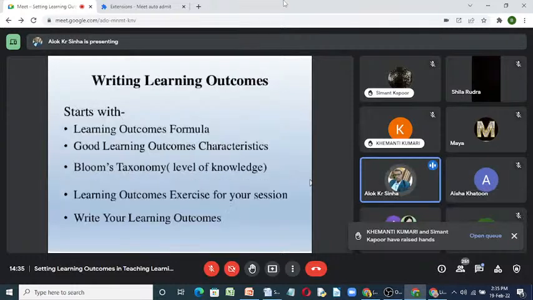Now, writing learning outcomes. How can we write learning outcomes? We must start with the learning outcomes formula, good learning outcomes characteristics, and Bloom's taxonomy. We must not forget Bloom's taxonomy for achieving learning outcomes in the teaching learning process. Do the learning outcomes exercise for your session and write your learning outcomes.